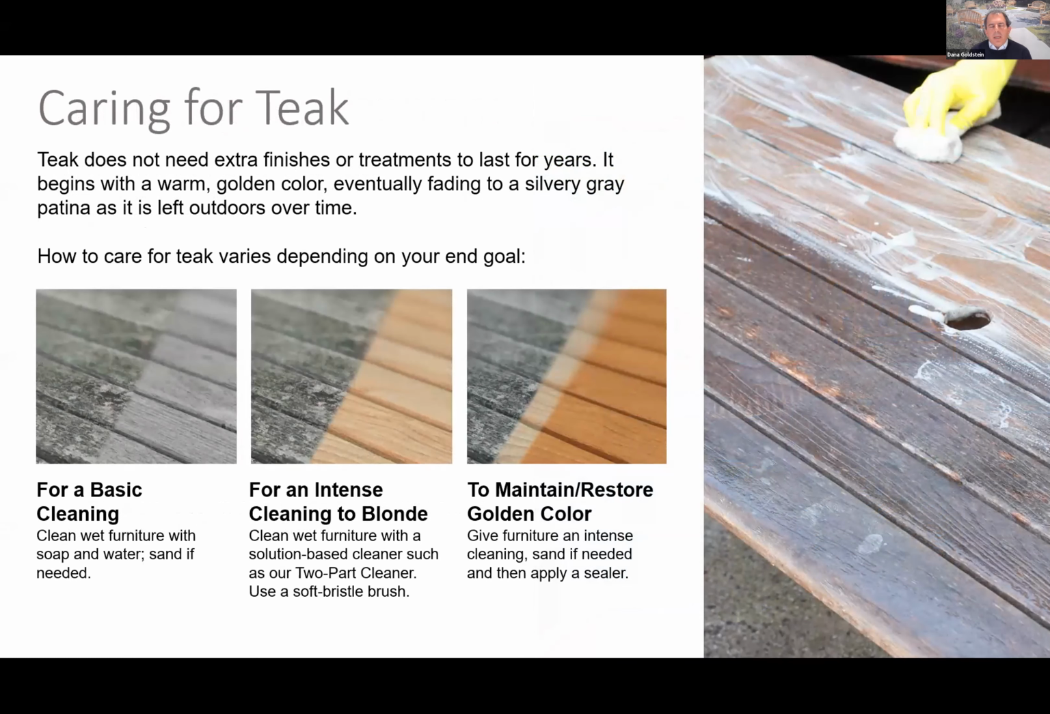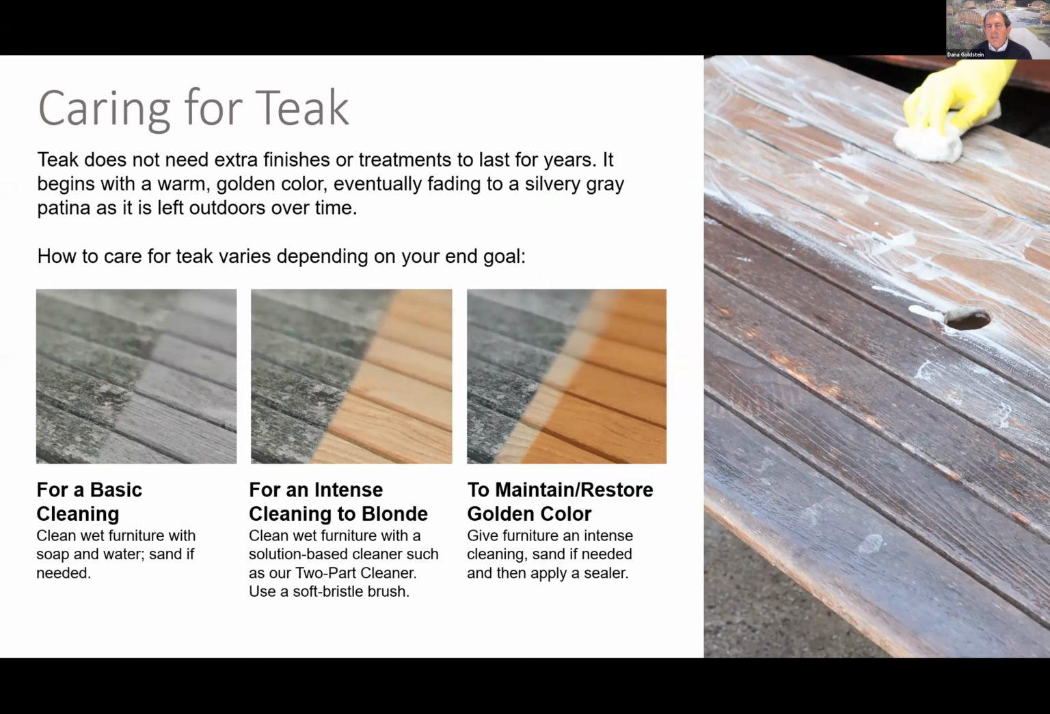So a little bit about caring for teak. The teak furniture in my yard, I just clean it with soap and water once a year. And you can see on the left an example of that. If you want a more intense cleaning for older teak, we have a two-part cleaner, and you can see in the center photo that it looks very different than just the basic cleaning with soap and water.